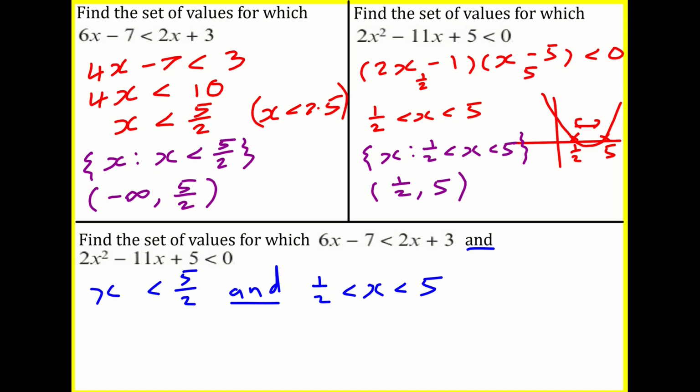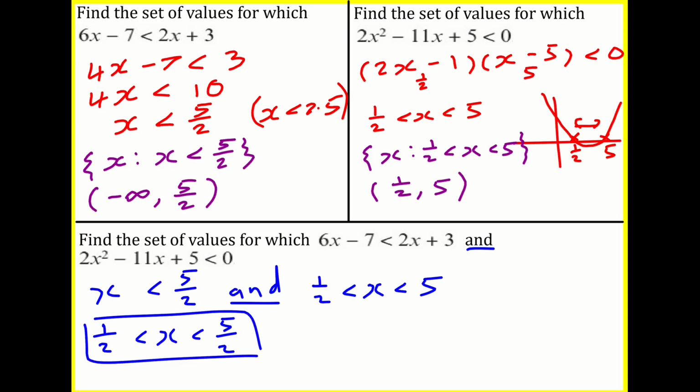So this is going to give us a final answer, right? If x has to be less than 5 over 2, then it can't equal 4 or anything like that. Actually, the answer is going to be a half is less than x, which is less than 5 over 2. Okay, I've done that just by looking at it and thinking about some numbers.